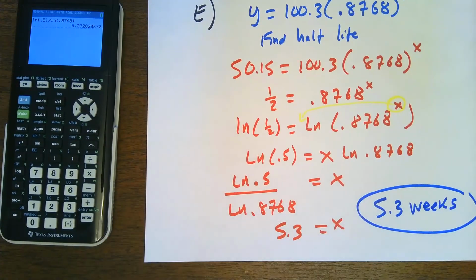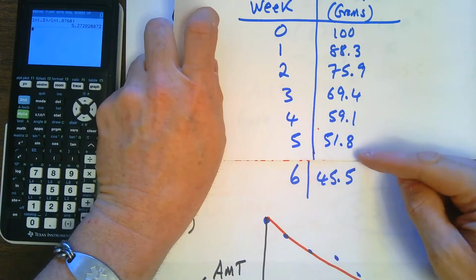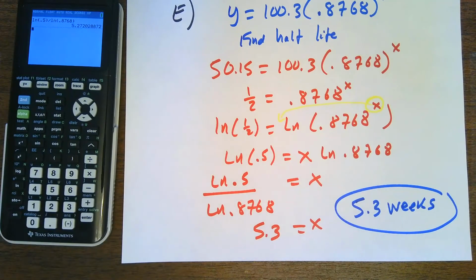And didn't we kind of say that initially? In our initial data table, when we looked at the first data table, gosh, where did that go? Here was the initial data table. Didn't we say somewhere between 5 and 6 weeks it was going to be half of what we started with? And sure enough, there it is, 5.3 weeks.